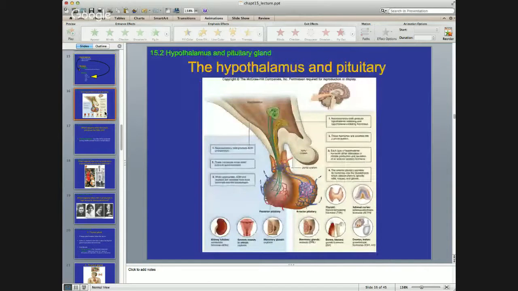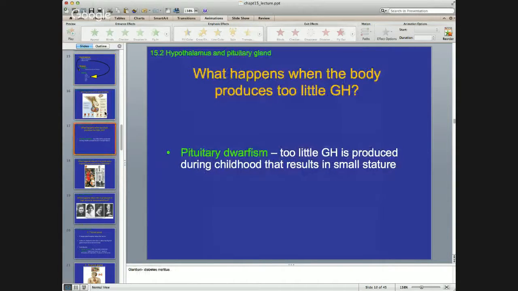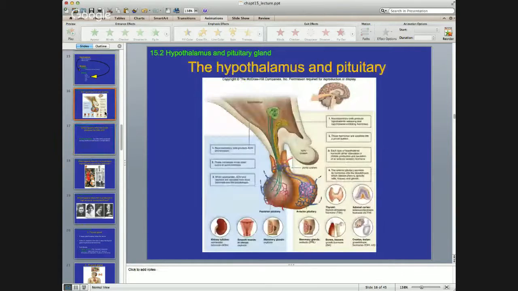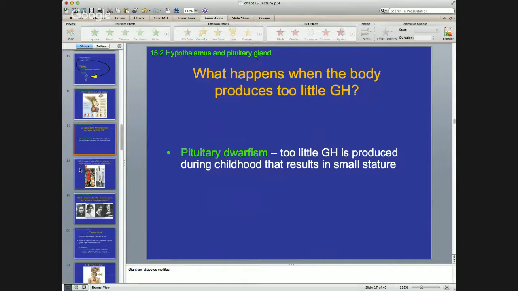All right. So that's the hypothalamus. Now let's look at the pituitary. We have both the posterior and the anterior pituitary, and we're going to look at some of the products. We'll start with growth hormone, which is secreted by the anterior pituitary, and its effect on bones and tissues. The growth hormone produced by the anterior pituitary affects bone growth and other skeletal tissues.